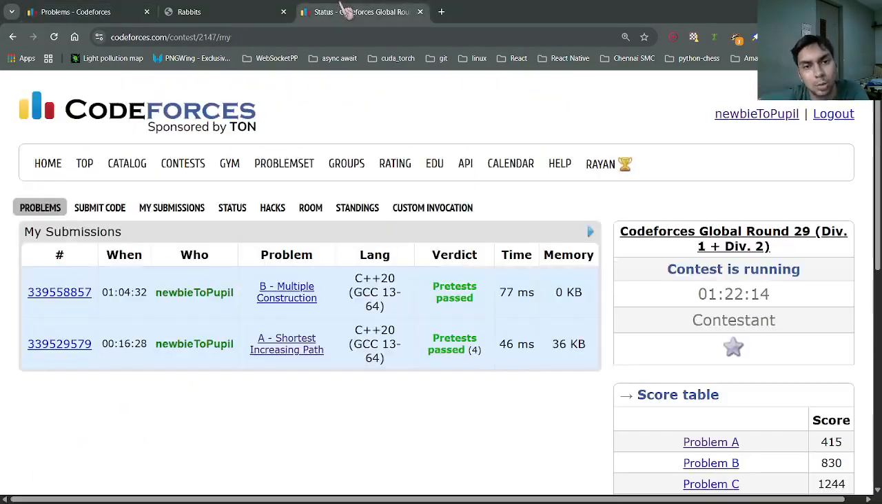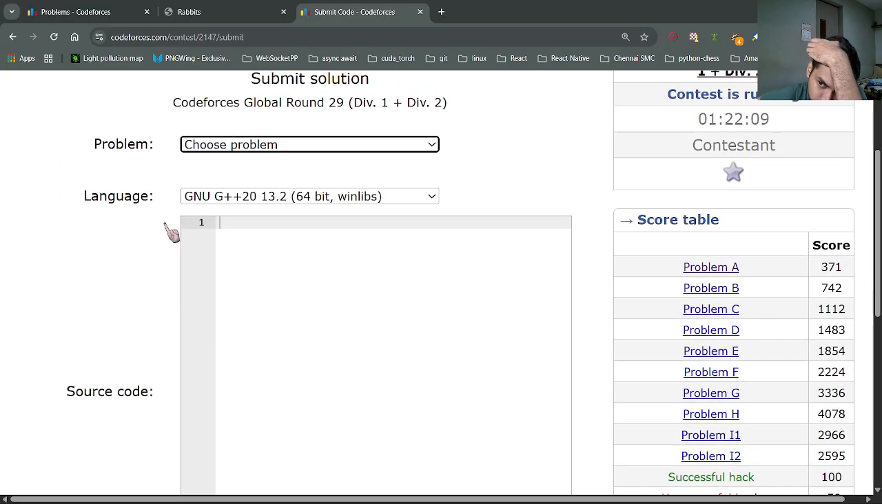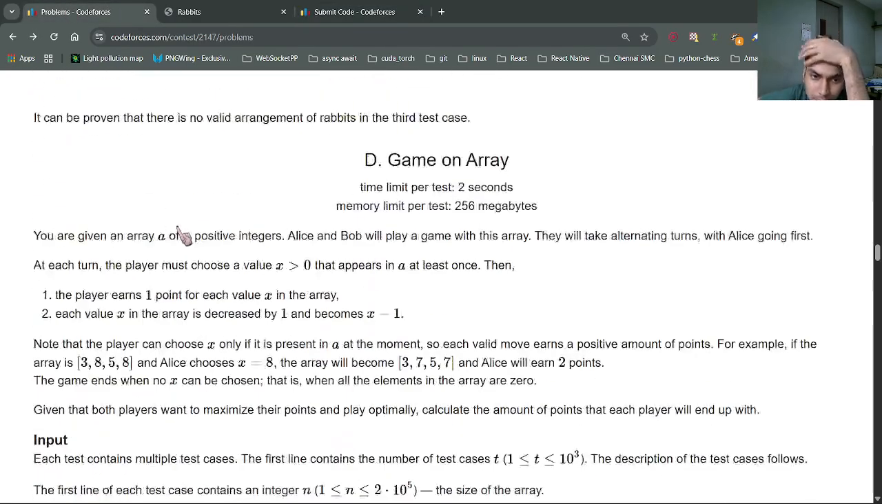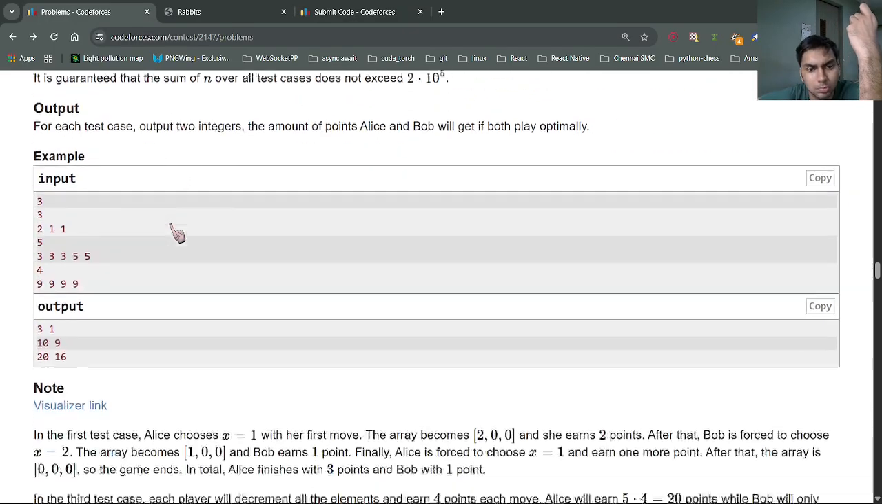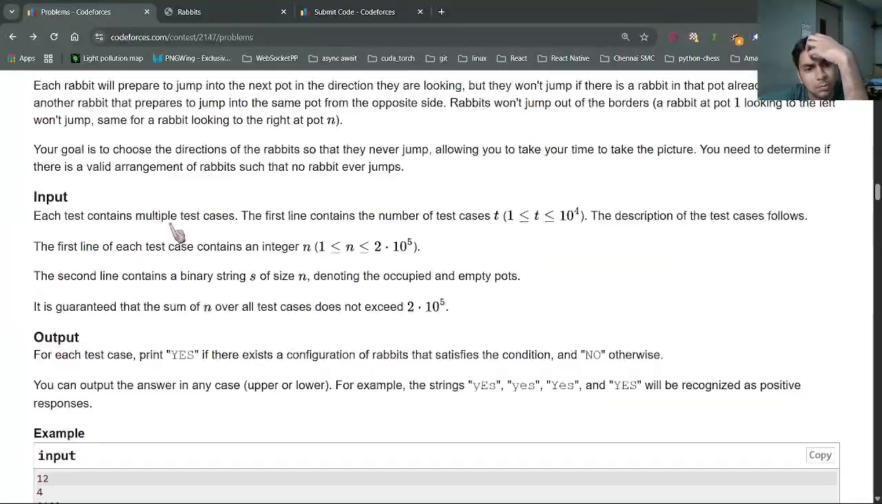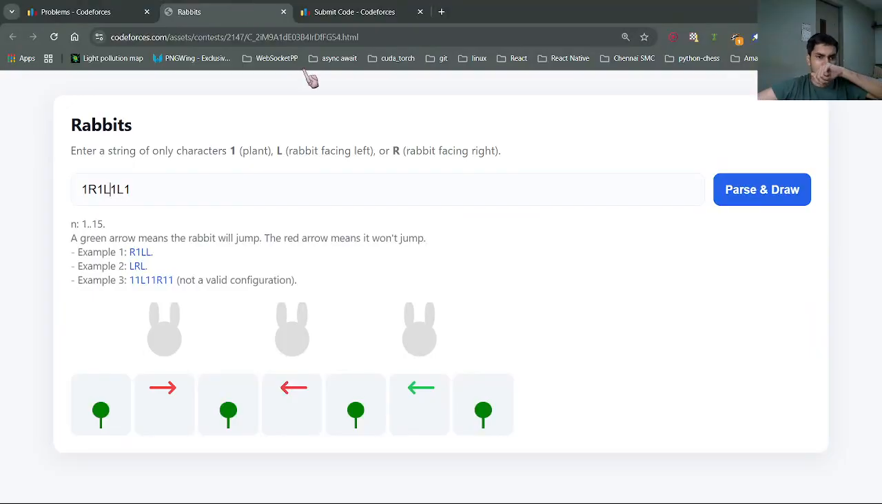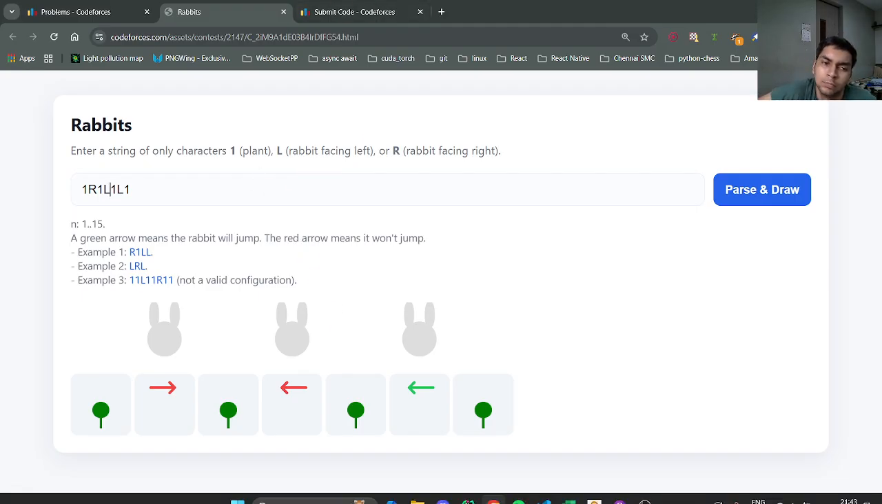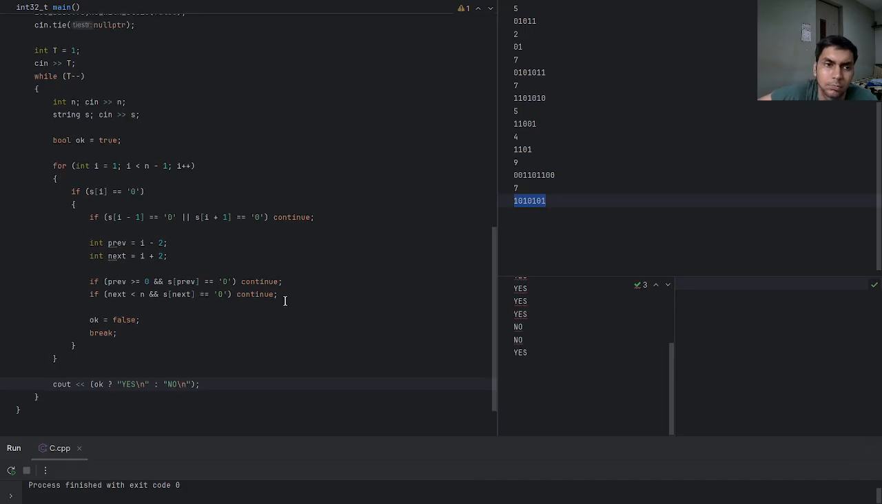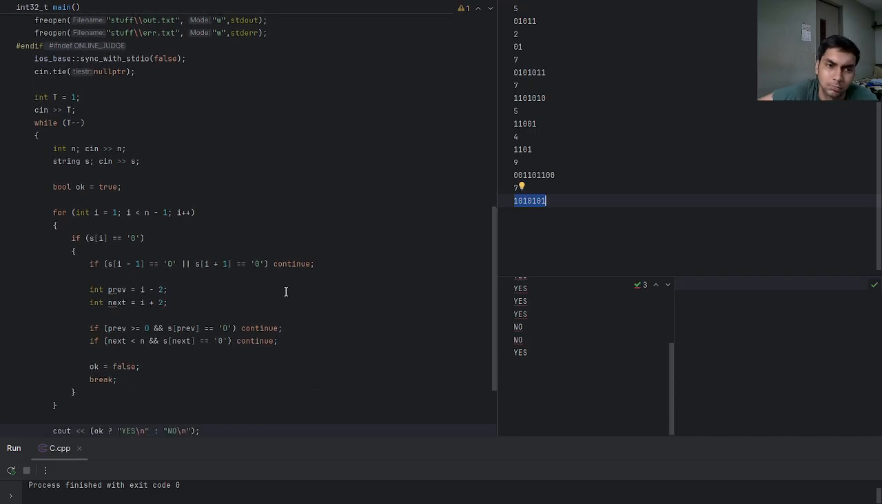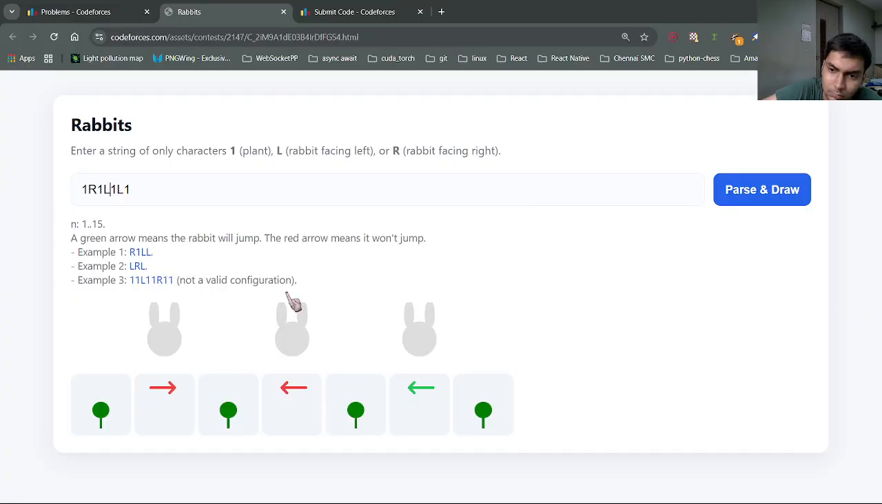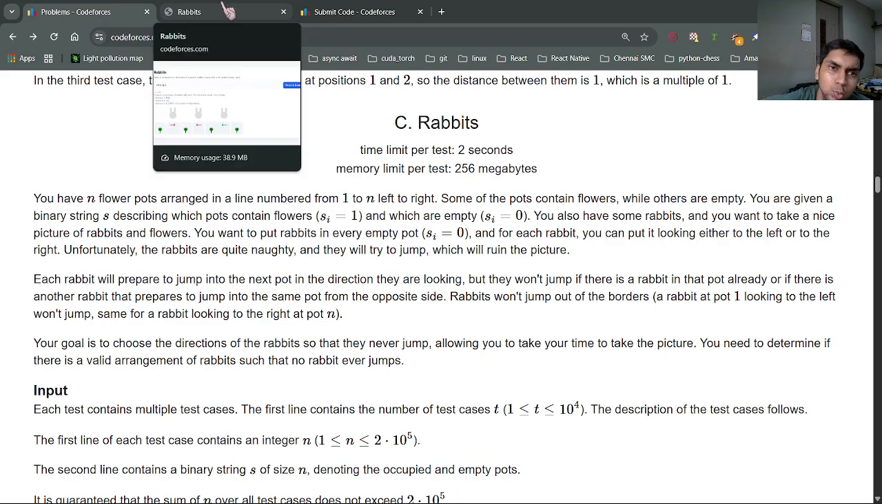Brain is fogging at the moment. How do I think it through? I don't get it.